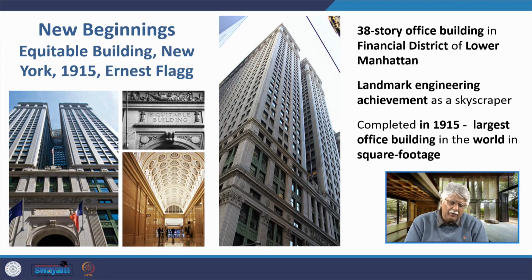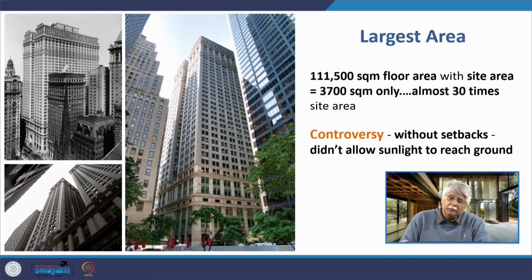Now, the Equitable Building brought to the front a problem that had been growing with the rise of these vertical masses of tall buildings. It was a 38-story building in the financial district of Lower Manhattan. It was a landmark engineering achievement as a skyscraper, completed in 1915. It turned out to be the largest office building in the world at that time in terms of square footage. The problem was that this building's total floor area was 30 times its site area. It had a floor area of more than 111,500 square meters as against 3,700 square meters of the plot size.